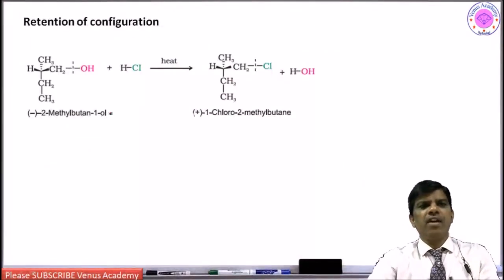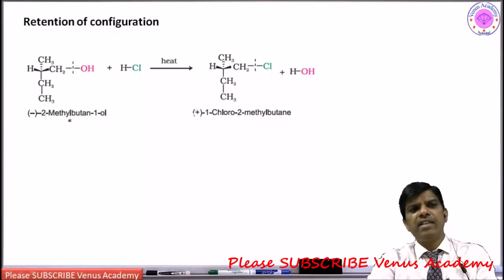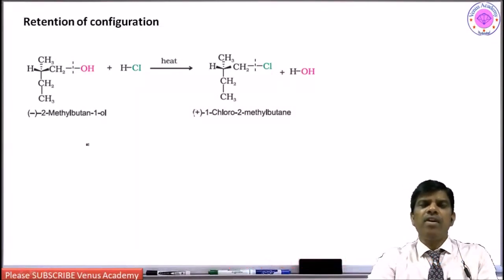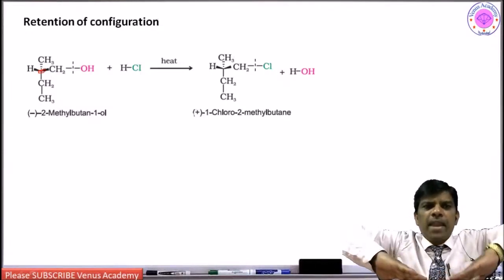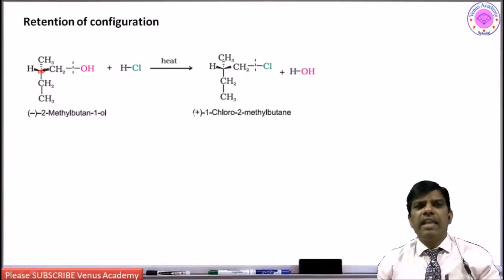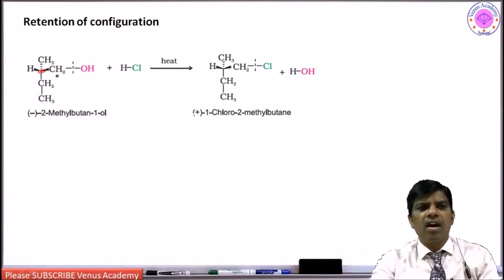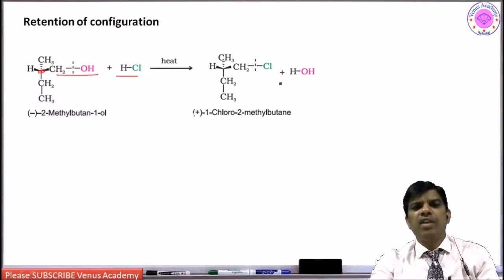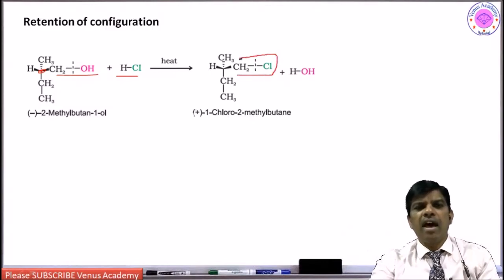Right. Retention of configuration. What is happening? Retention of configuration. Yes. So what is configuration? It is the spatial arrangement of groups or atoms around the carbon. This carbon is in the plane, and since we are writing with a dotted line, it is below the plane, and these wedge projections or thick lines are above the plane. So what happens when I treat this alcohol with HCl? We are going to prepare the alkyl chloride.